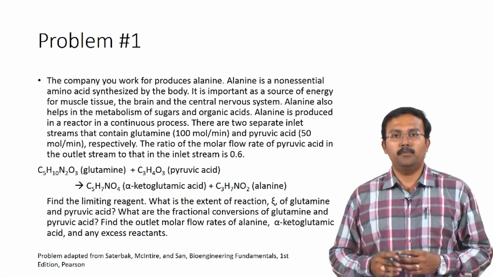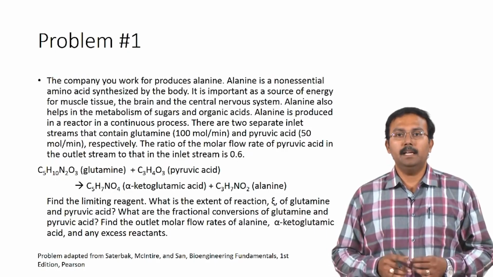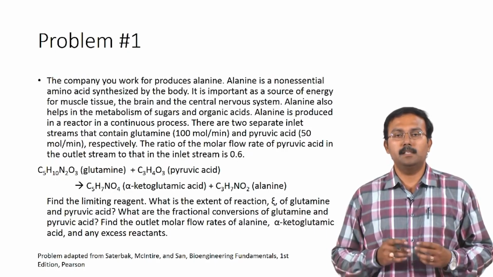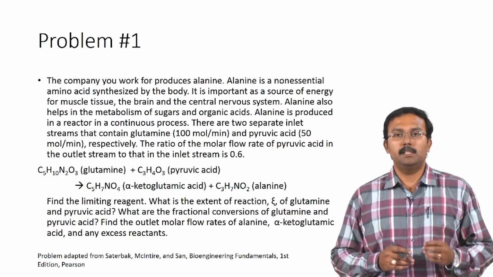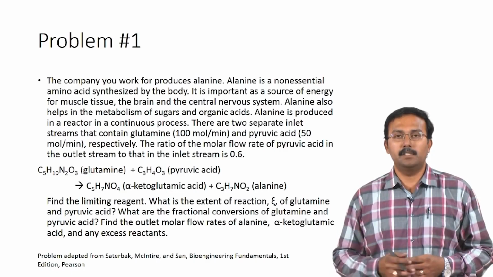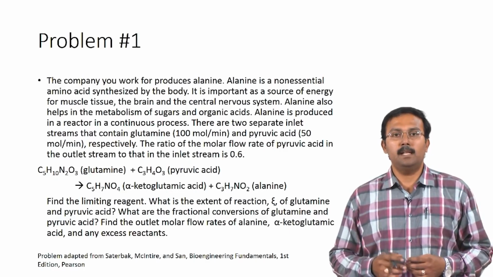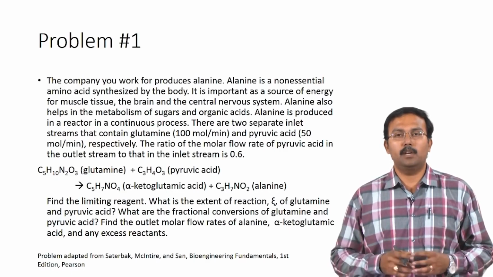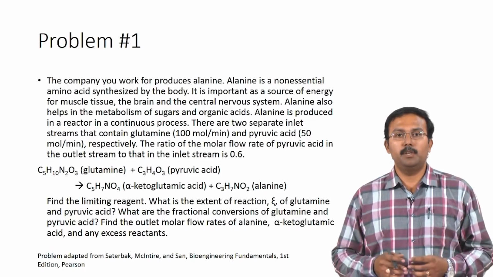Let us move on to the first problem. The company you work for produces alanine. Alanine is a non-essential amino acid synthesized by the body. It is important as a source of energy for muscle tissue, the brain and the central nervous system. Alanine also helps in the metabolism of sugars and organic acids. Alanine is produced in a reactor in a continuous process.